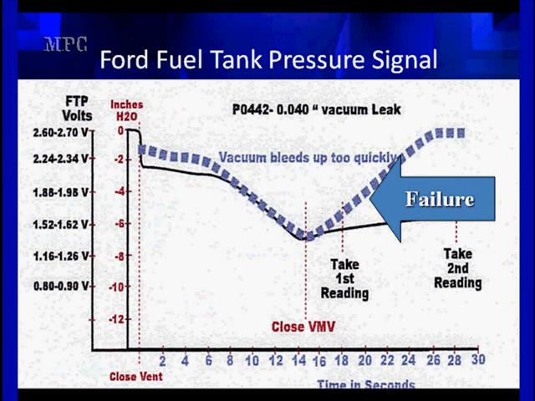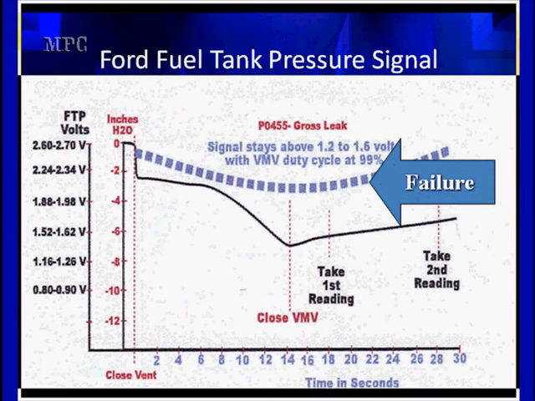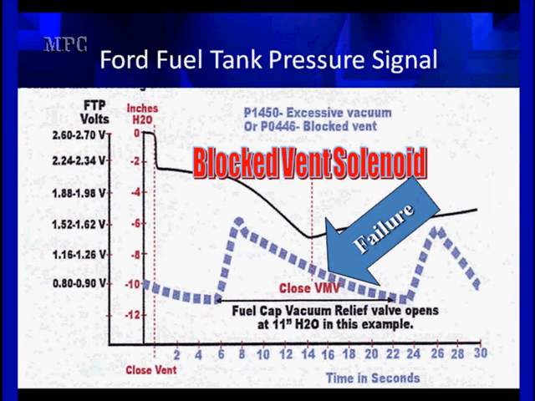Here's what a failure looks like. We couldn't, vacuum bleeds up too quickly. We got a large leak, 40 thousandth leak. Here's a gross leak, 455. We duty cycled up to 99% on the vacuum management valve, and we couldn't reach our maximum, our target vacuum, 150, 165 range in voltage, 6 to 7 inches.